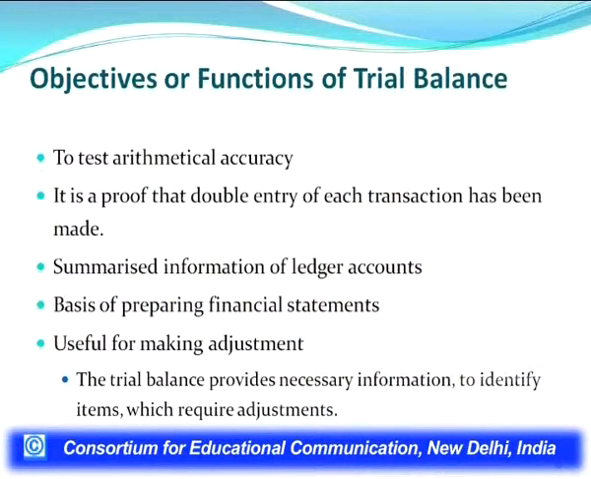The first most important objective or function of this statement is to test arithmetical accuracy. How can we calculate the arithmetical accuracy from the trial balance? In the trial balance we prepare a list with debit balances and credit balances. There are two columns, one is the debit column and another the credit column, as you will see in the format. When the totals of both columns tally, then we could assume that our process, that is the recording and posting into the ledger, is correct. So when we prepare a trial balance and it tallies, it is a test of arithmetical accuracy, and if it does not tally, then definitely there is some error.